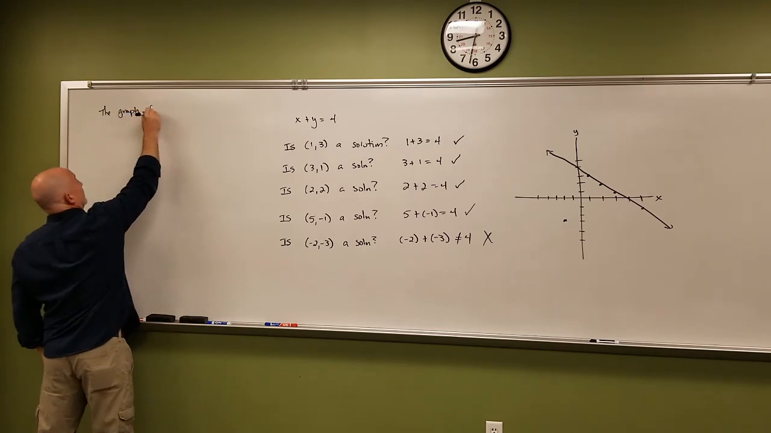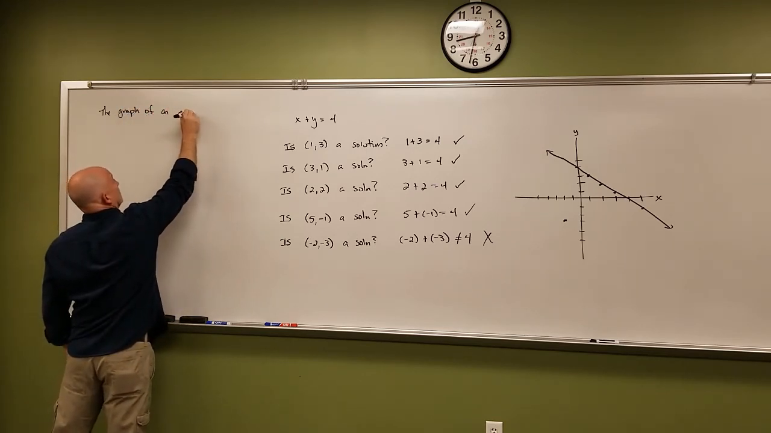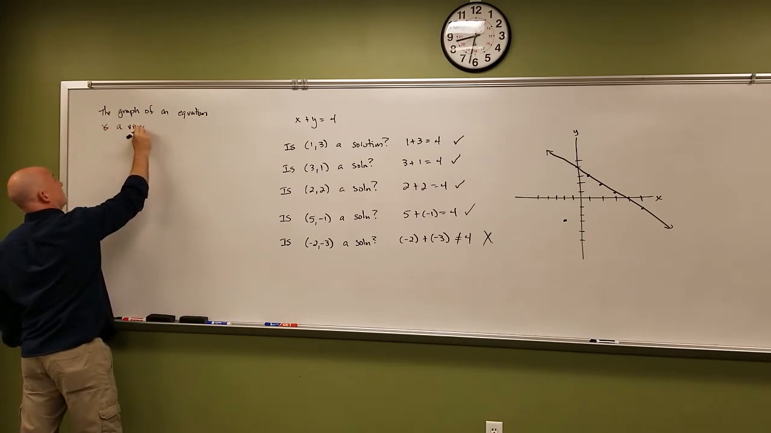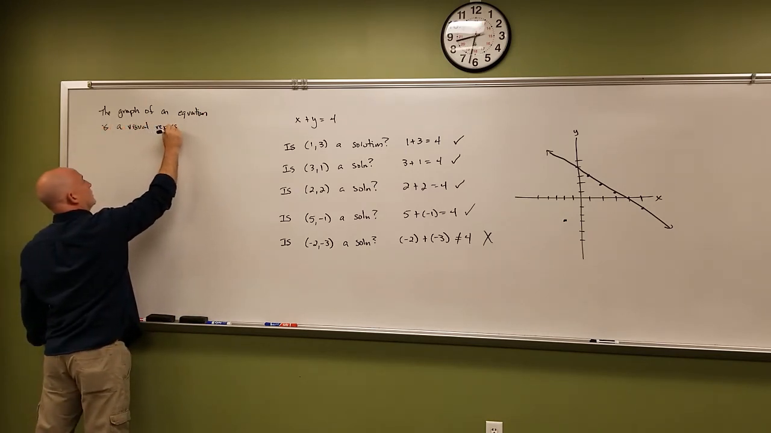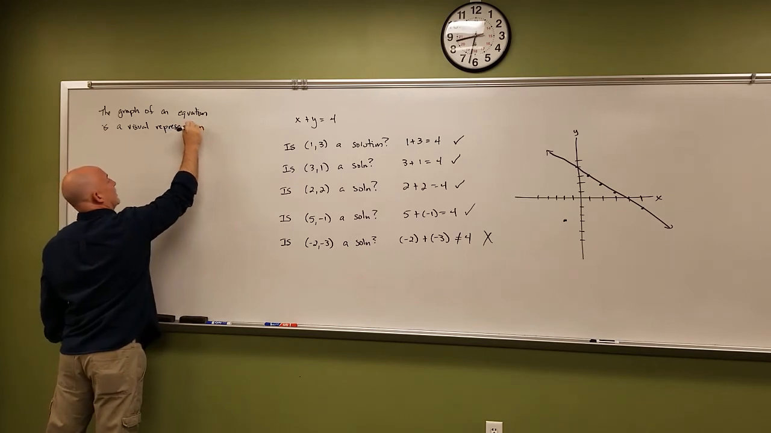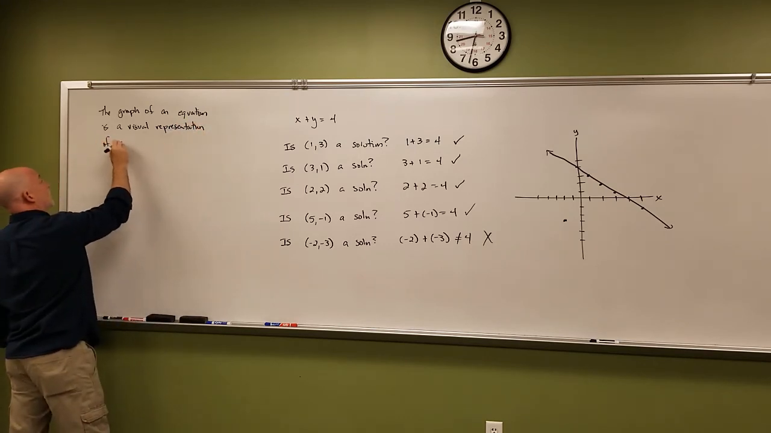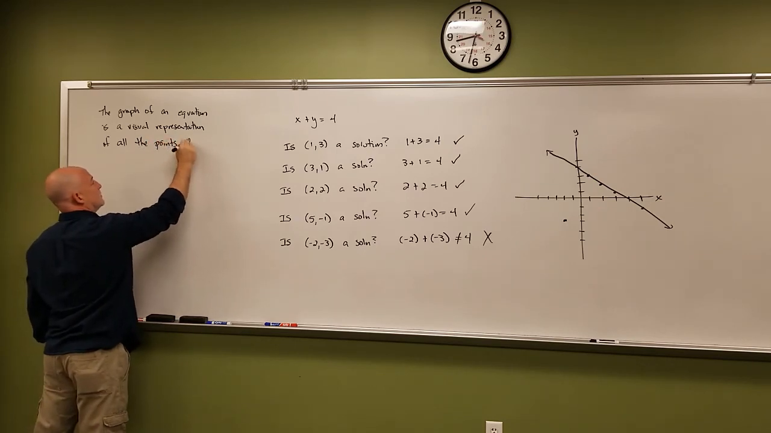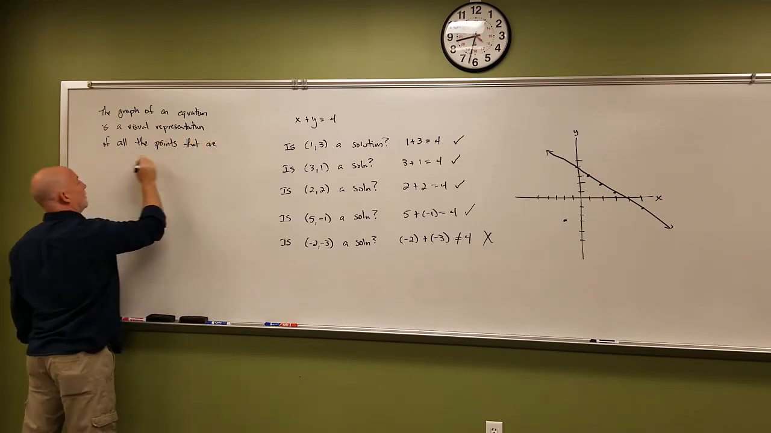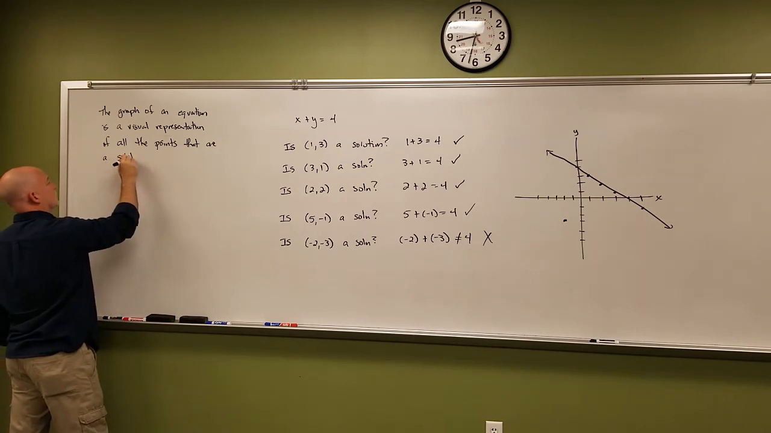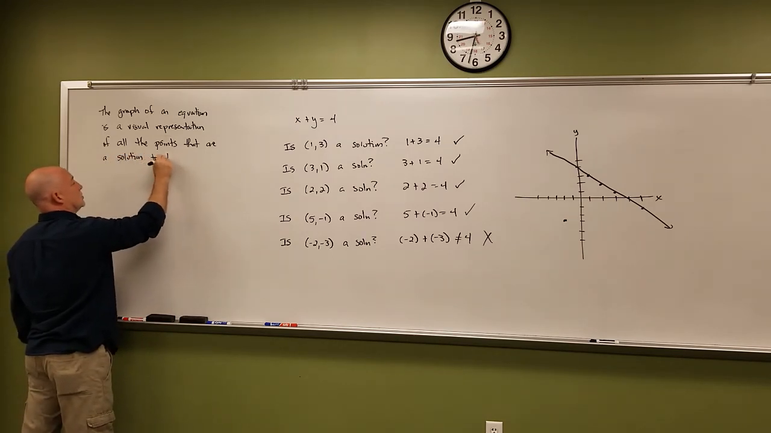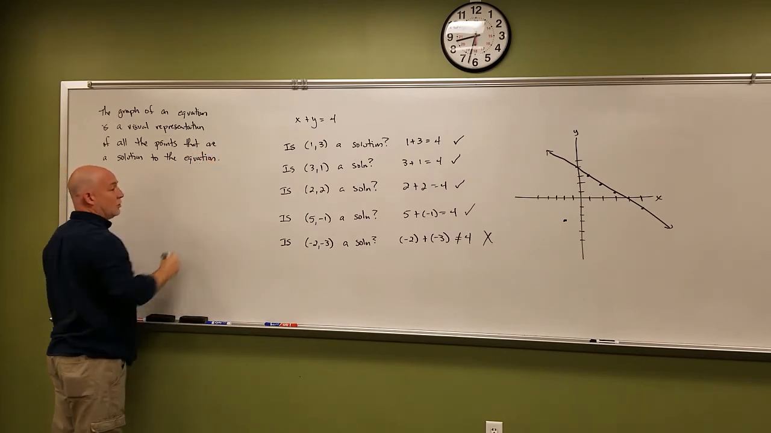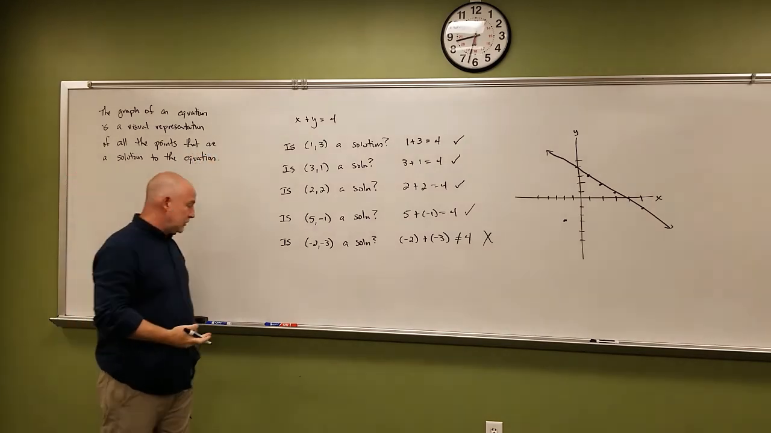The graph of an equation is a visual representation of all the points that are a solution to the equation. That's all a graph is. It's just showing you a picture of all the solutions.